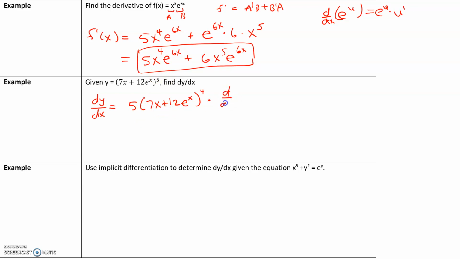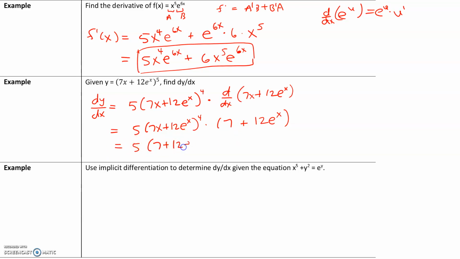But we have to multiply this by the derivative of 7x plus 12e to the x. Okay, we always multiply by the derivative of the parentheses. So let's simplify this. We got 5 times 7x plus 12e to the x raised to the fourth power. The derivative of 7x is going to be 7. The derivative of 12e to the x, that's just going to be 12e to the x, because the derivative of e to the x is e to the x. We can simplify this a little bit. We can bring this to the front. So this equals 5 times 7 plus 12e to the x times 7x plus 12e to the x, all raised to the fourth power.